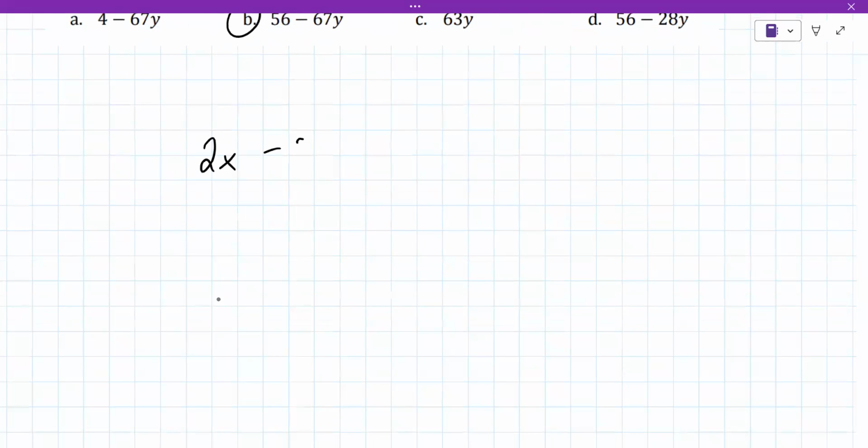Okay, let's try another one of those. Let me make the numbers different because I didn't really like how that went. I want to make sure you can do this on your own here. All right, give this one a try. And let me make it a little closer here.